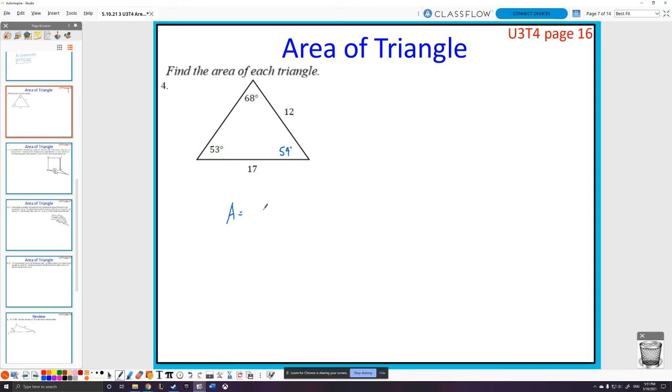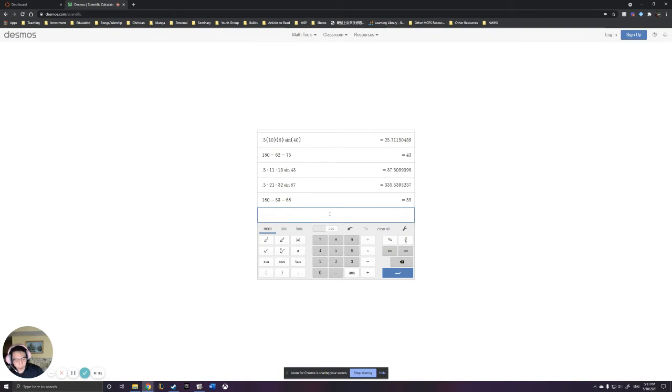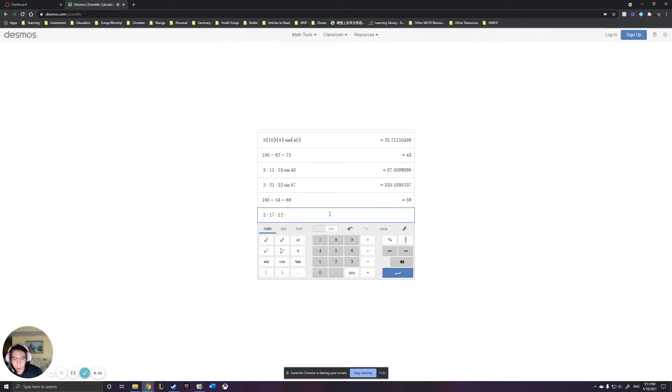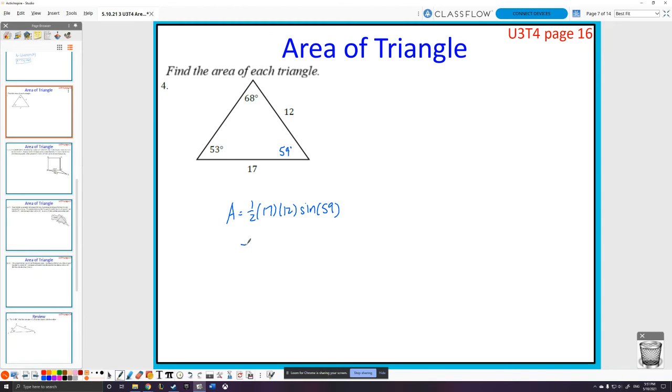So again, the area is equal to 1/2 times 17 times 12 times sine of the angle in between, 59. So 0.5 times 17 times 12 times sine of 59. Yep. Okay, 87.43 units squared. And this is my area.